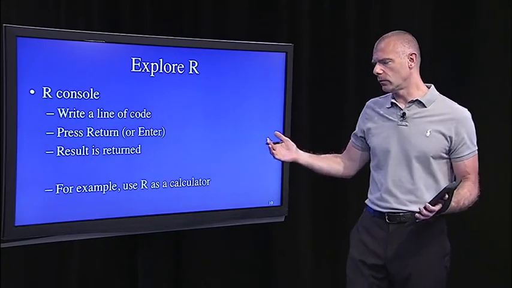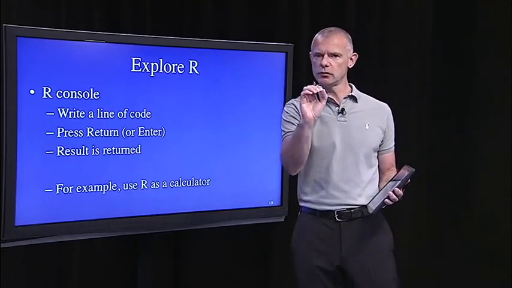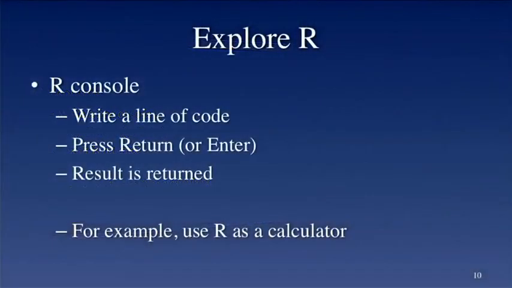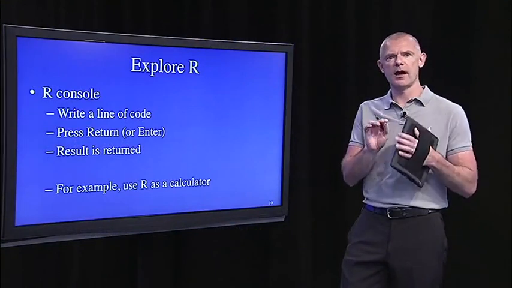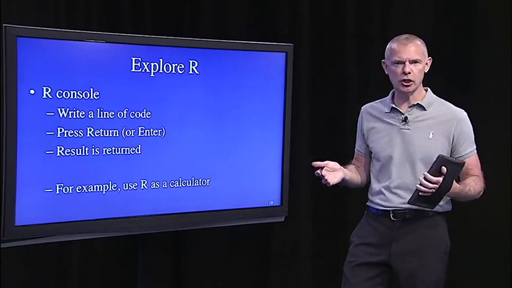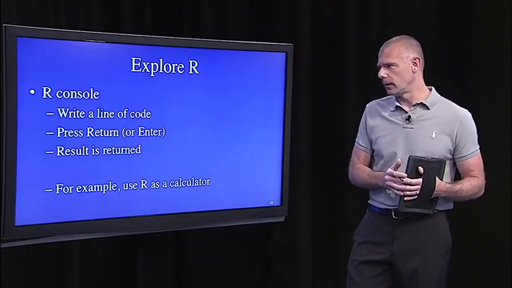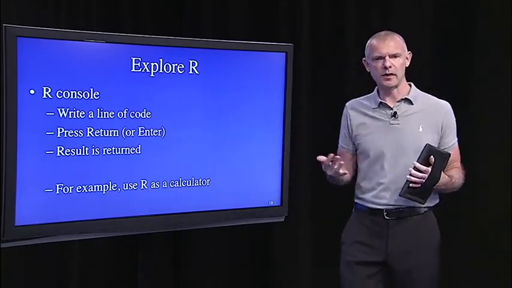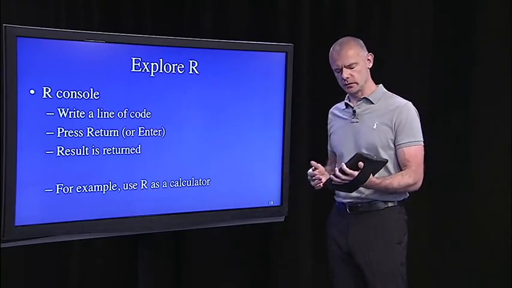So in the R console, the way the console works is you just write a line of code, you hit enter, and that code is executed. And you'll get a result returned. So right there in the R console, for example, you could start out by just playing around with it. You could treat it as a calculator. So you could just type in, say, 5 plus 2, hit enter, it will return 7. That's sort of cute, but we're not going to do that because I want to get to writing scripts. That's what we'll be doing in this course.